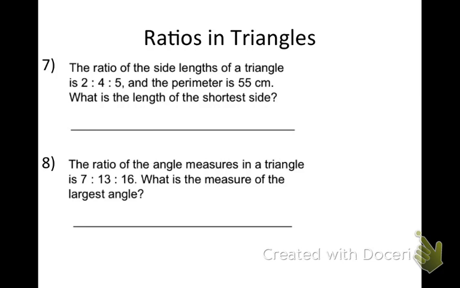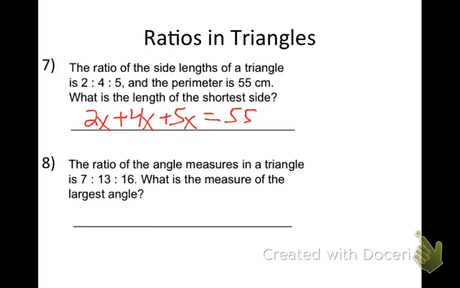Instead of 2, 4, 5, I should say 2x plus 4x plus 5x. And then set that equal to 55. Do number 7 and 8 from there. Take a couple seconds to try those.